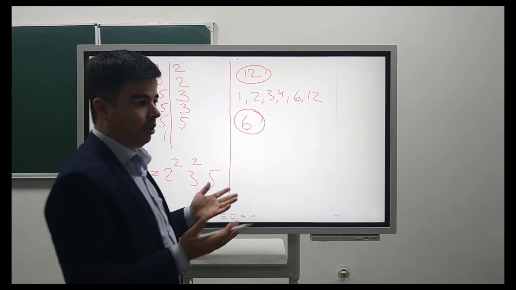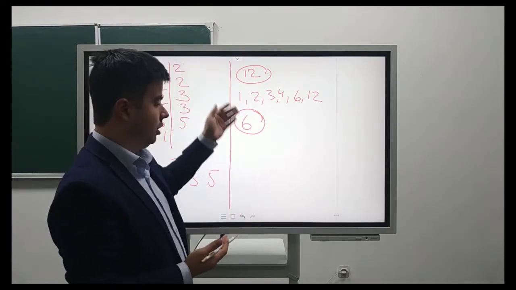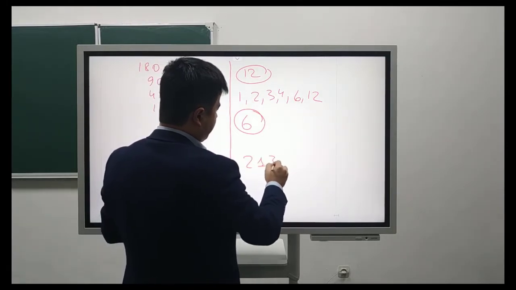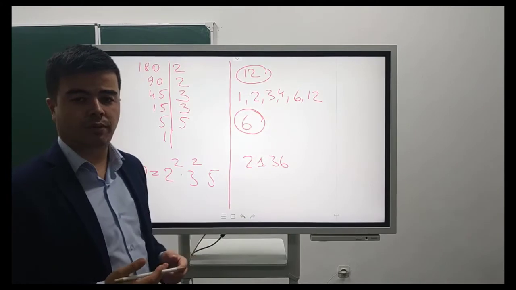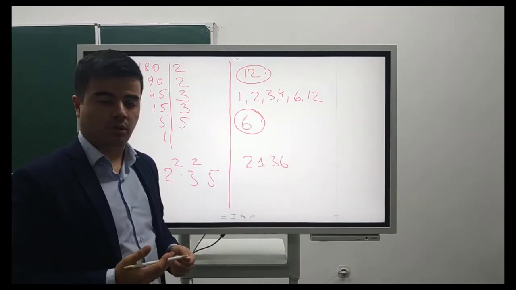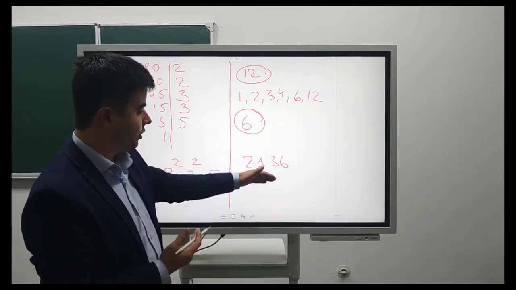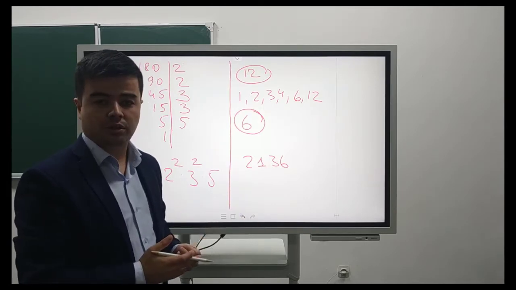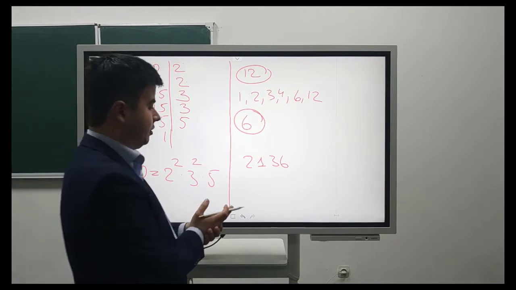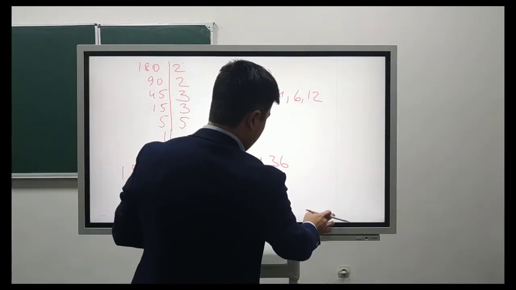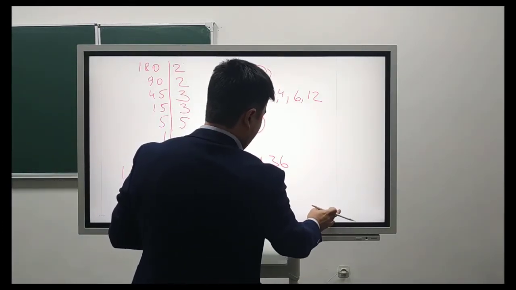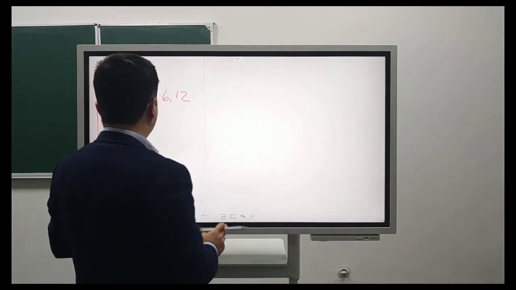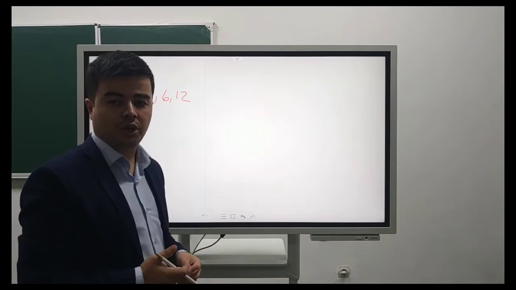But we will not do this work. For example, we have 2136, yeah? How many divisors does it have? We will not do the same work for this number, counting all divisors. So we have a method for finding the number of divisors. For this, we need to do the prime factorization of this number.